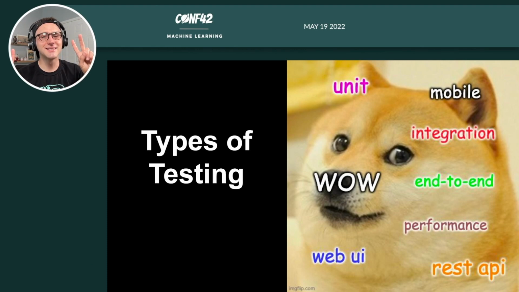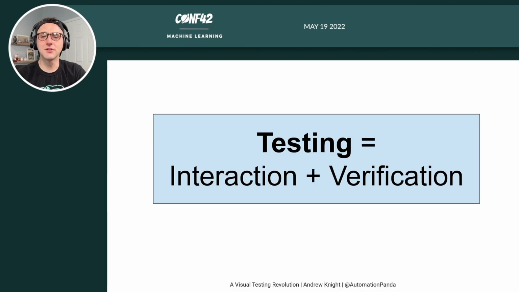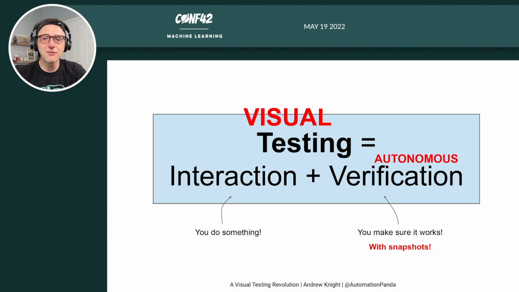But what is testing in a nutshell? In simplest terms, testing is interaction plus verification. That's it. You do something and you make sure it works. Every kind of testing reduces to this formula. Manual testing accomplishes both interactions and verifications by direct human interaction. Somebody needs to bang on a keyboard to drive a test.